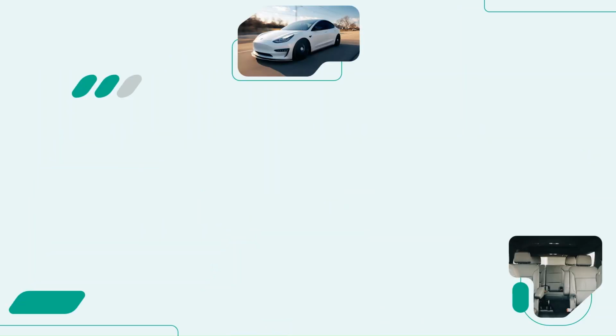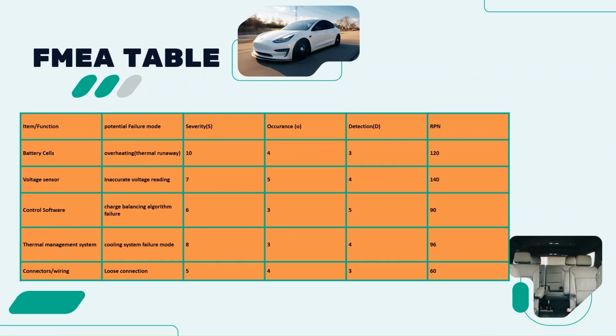Let's go to the next slide and make the FMEA table. So in this table, as I have already told, we have divided the FMEA into parts such as battery cells, voltage sensor, control software, thermal management system, connectors and wiring. So these are divided into items or functions. The potential failure mode in each of these items could be, like in battery cells, overheating, thermal runaway.